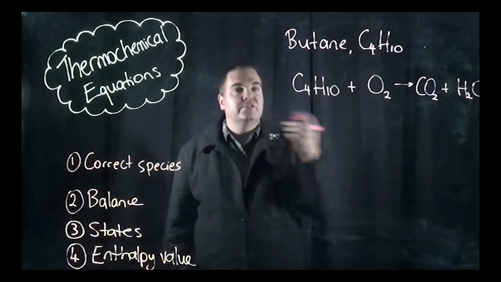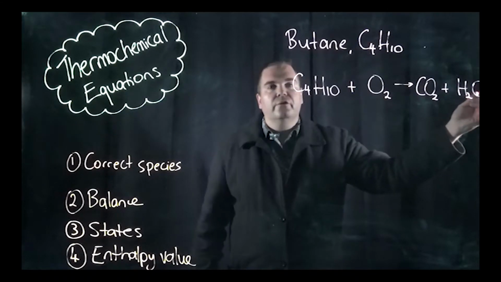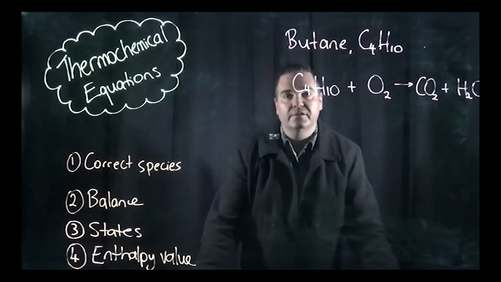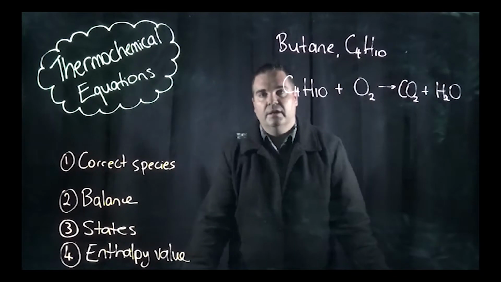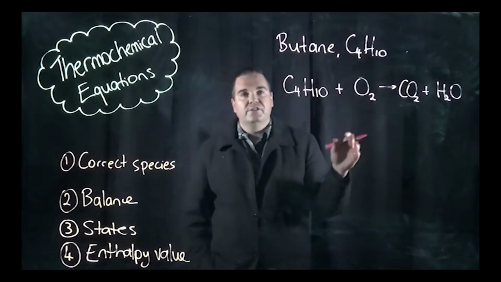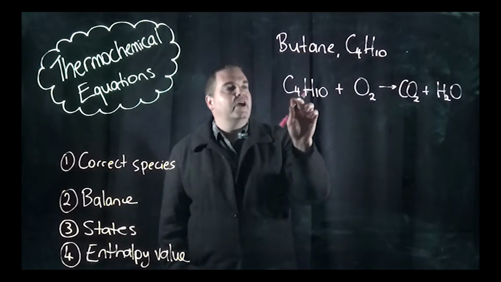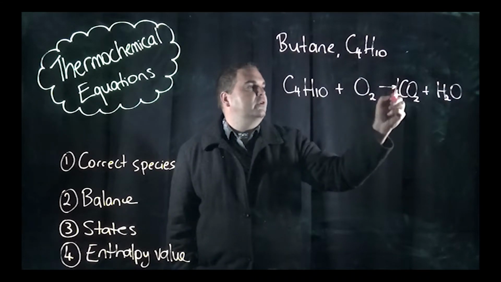What we're now going to do is go through and try to balance this equation properly. I'm just going to see if I can get all of that on the screen for you. So we're going to balance this equation firstly. We've got 4 carbons here, so we put a 4 in front of that.